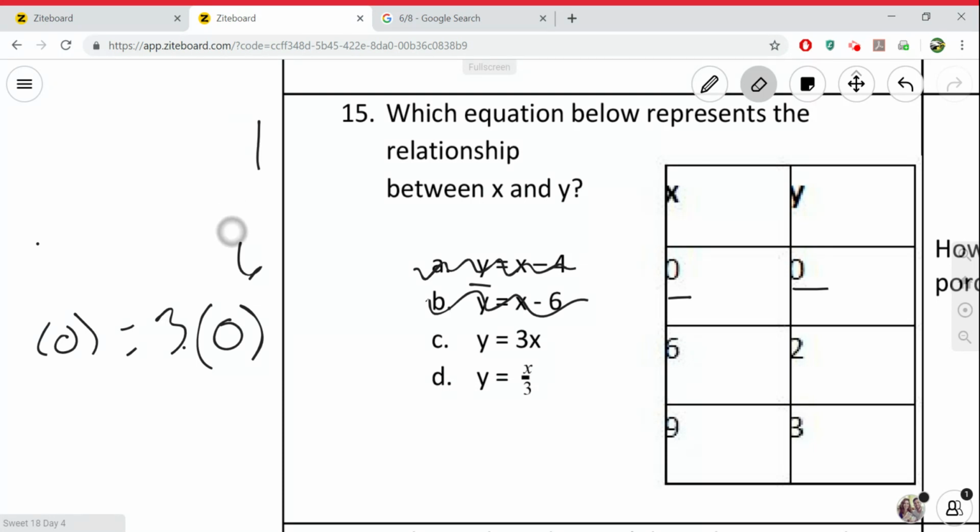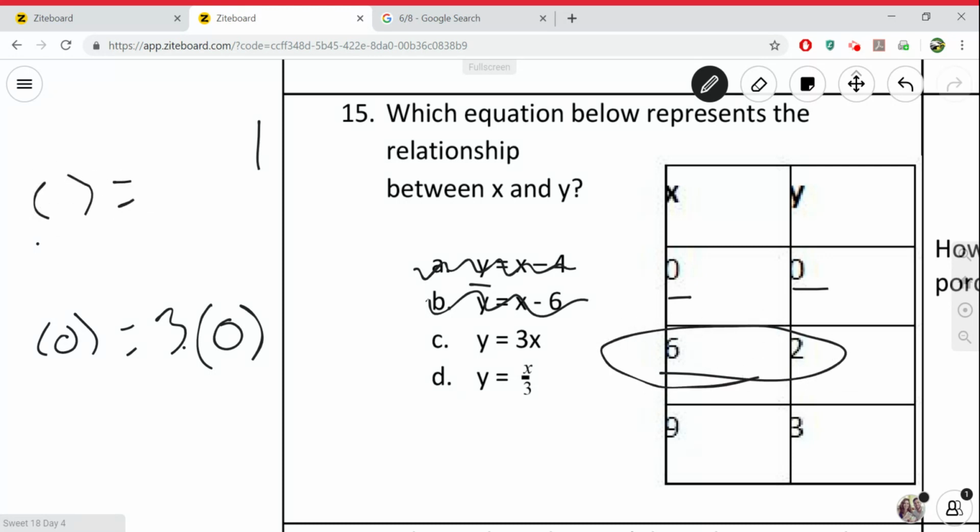Sometimes when we set these up, it works for one, but it doesn't work for the other. So let's check and see if it works for 6 and 2. So I have parentheses equals 3 parentheses. I have y is 2, so I put the 2 where the y is supposed to be, and I have 6 here. So 3 times 6 is 2. Well, that's not right. So C is wrong as well.